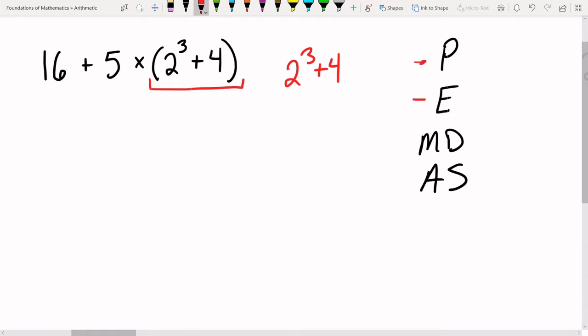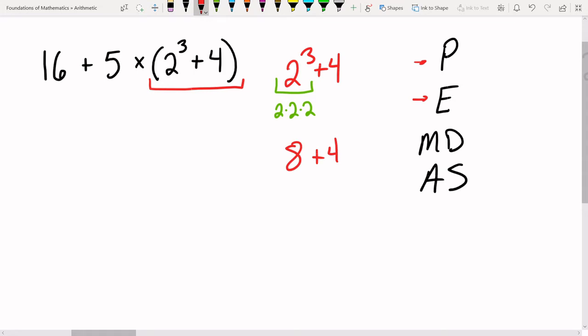So we're going to move on to exponents. There is an exponent, 2 cubed. 2 cubed is 2 times 2 times 2. And that is, 2 times 2 is 4. 4 times 2 is 8. We have 8 plus 4.